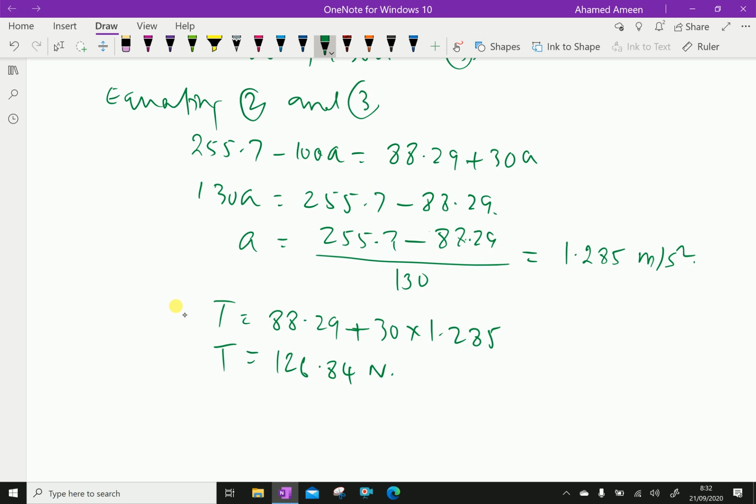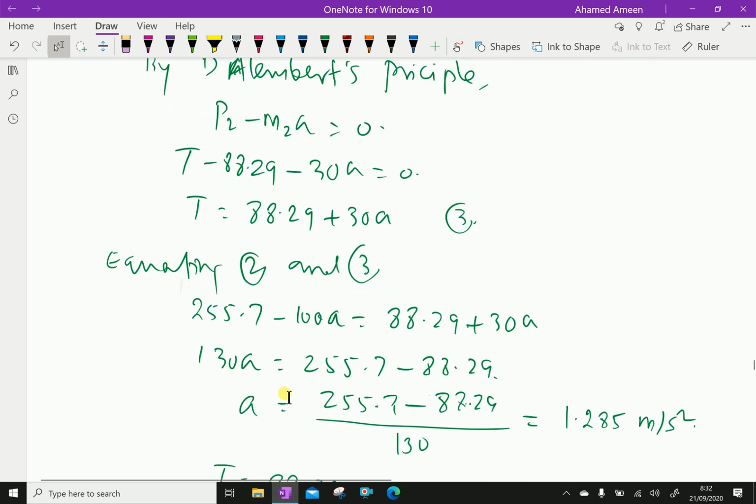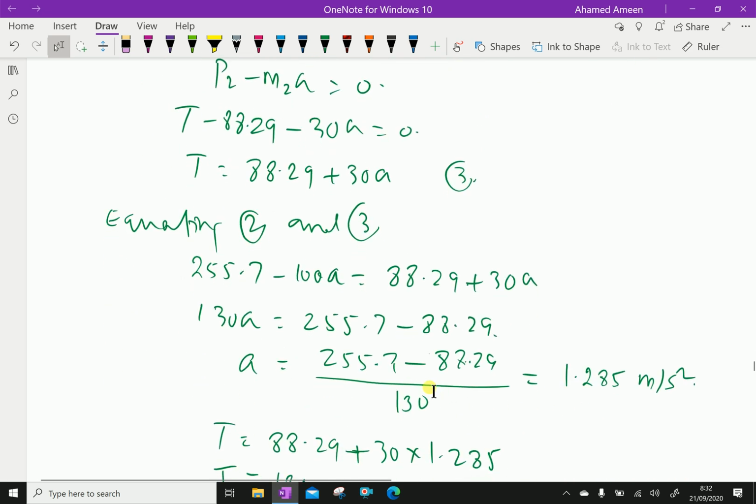We got the tension in the rope as 126.84 Newton and the acceleration of the body as 1.285 meter per second square.